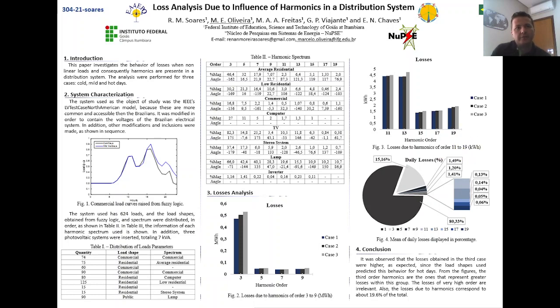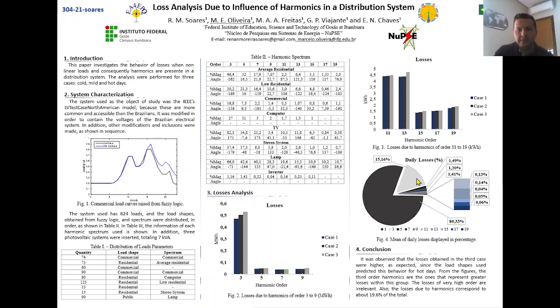For each case, the flow was considered every hour, performing the fundamental power flow and then for each harmonic. Thus, you can see the results here. Case 1 is a cold day, case 2 is a mild day, and case 3 is a hot day. Furthermore, the losses for all harmonics are greater for hot days, as we can see. In figure 4, it's clear to observe the influence of losses due to the harmonics in the system.